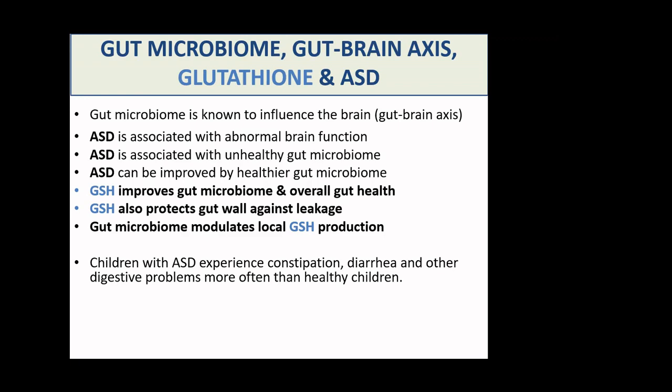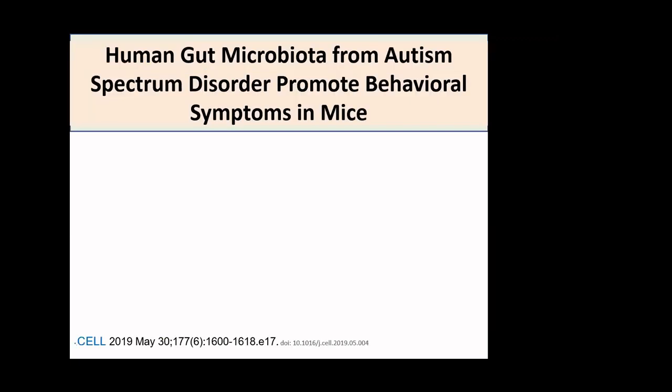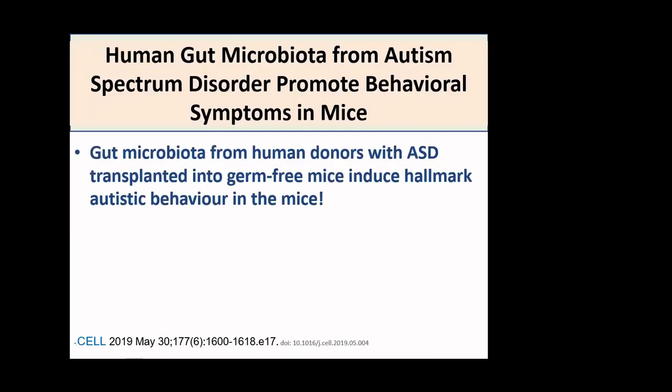Children with ASD experience constipation, diarrhea, and other digestive problems more often than healthy children. And a microbiome-friendly diet is important in the management of ASD. Okay, this is very, very interesting. A study showed that taking gut microbiota from human donors with ASD and transplanting it into germ-free mice, meaning they were kept germ-free to be sure that the only microbes present are the ones introduced, actually induced autistic behavior in the mice. You reflect upon that for a while.